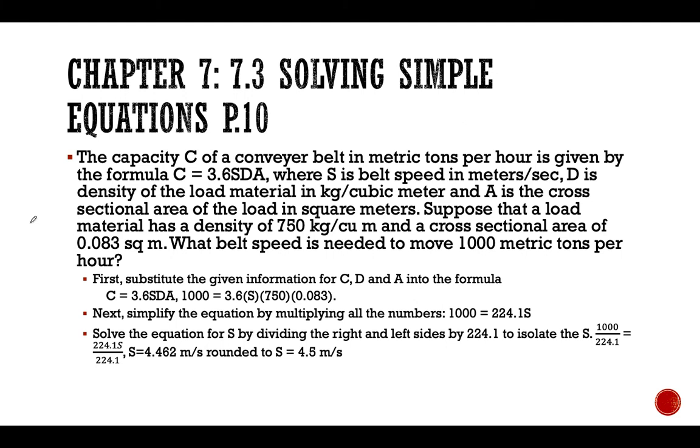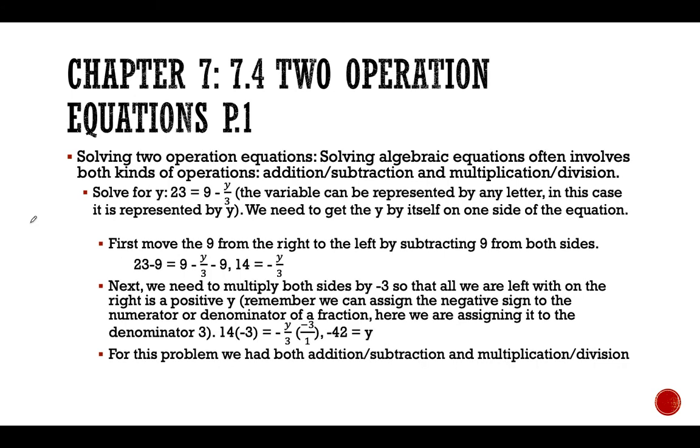On the left side, we divide 1,000 divided by 224.1, and we come up with S equals 4.462 meters per second, rounded to 4.5 meters per second.